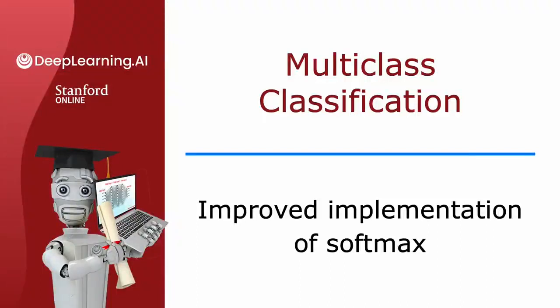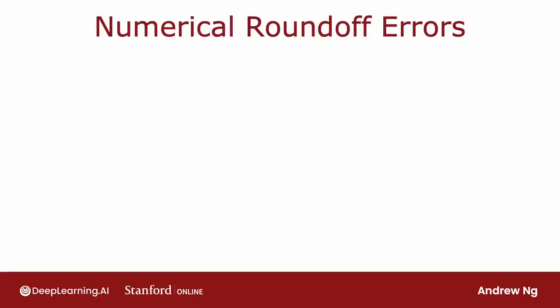The implementation that you saw in the last video of a neural network with a softmax layer will work okay, but there's an even better way to implement it. Let's take a look at what can go wrong with that implementation and also how to make it better. Let me show you two different ways of computing the same quantity in a computer.